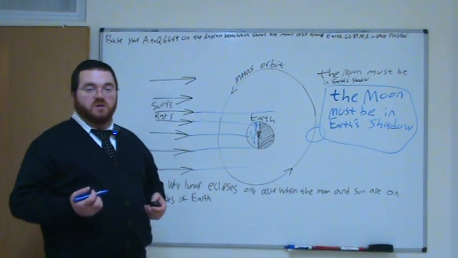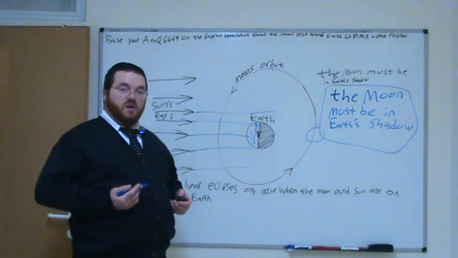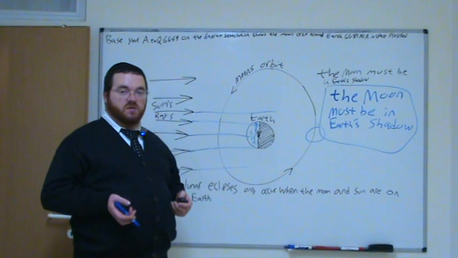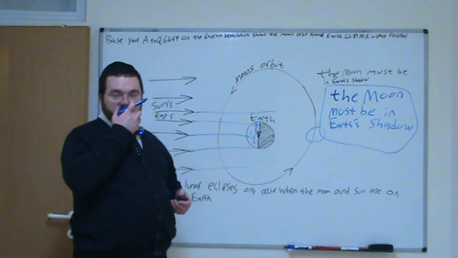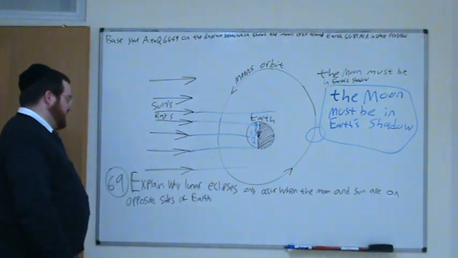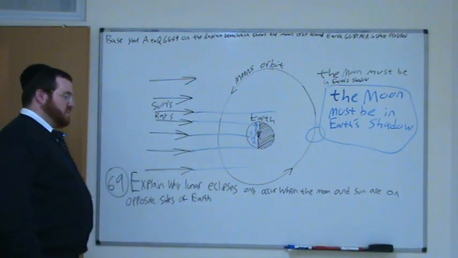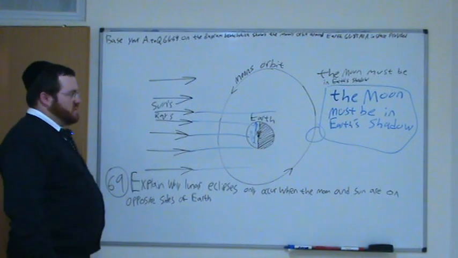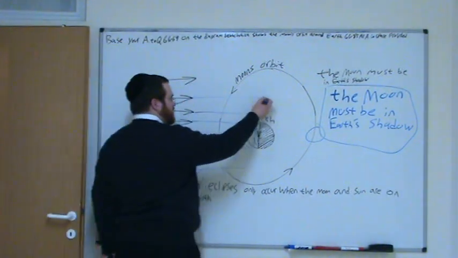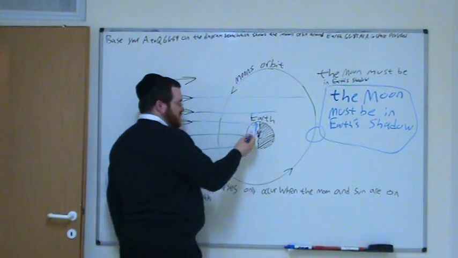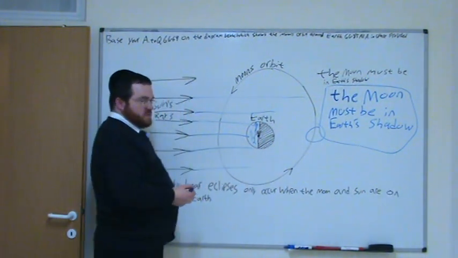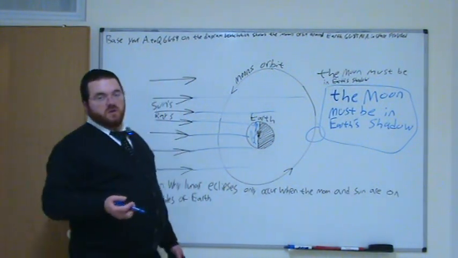You can add to it that if the Earth is not in between the sun and the moon, then there is no eclipse. Question 69. Explain why lunar eclipses only occur when the moon and sun are on opposite sides of the Earth. Well, this diagram, you could see it. You see the sun's rays coming, and you see that here's the Earth. Beyond it, the light of the sun doesn't reach the moon, so it does not light up the moon.